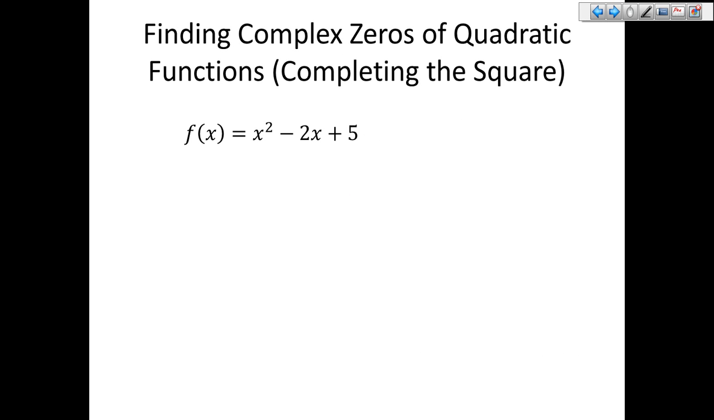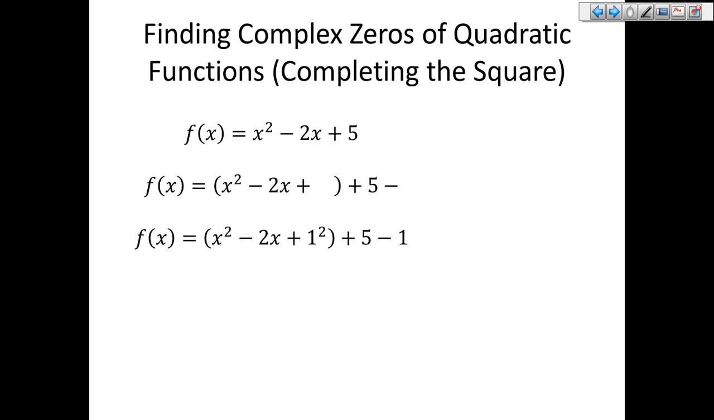Now, finding the complex zeros of a quadratic function, what we're going to do is complete the square to make this happen. We talked about completing the square in the previous section. So we're going to group the x squared minus 2x, and I've made a space for the number that I'm going to add inside the parentheses and the number that I'm going to subtract at the end. Now remember, you always add half of the b value squared.